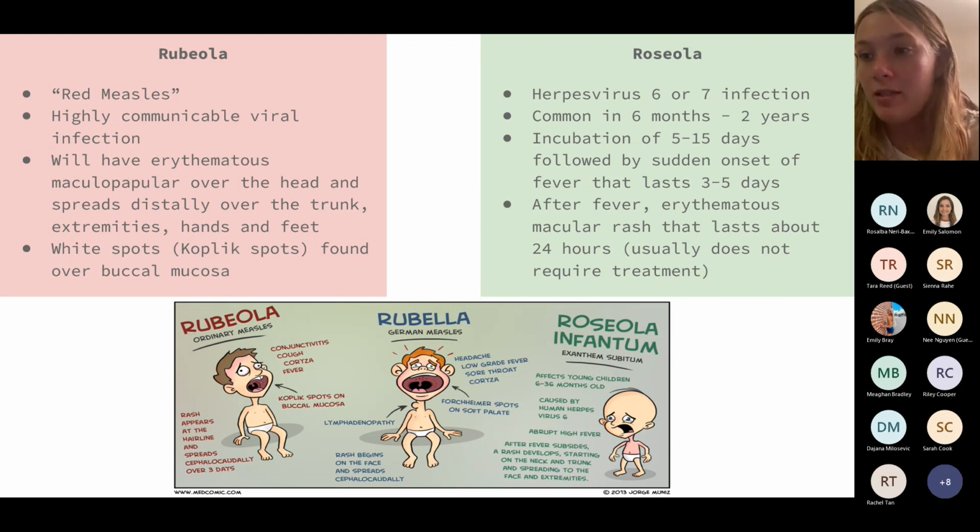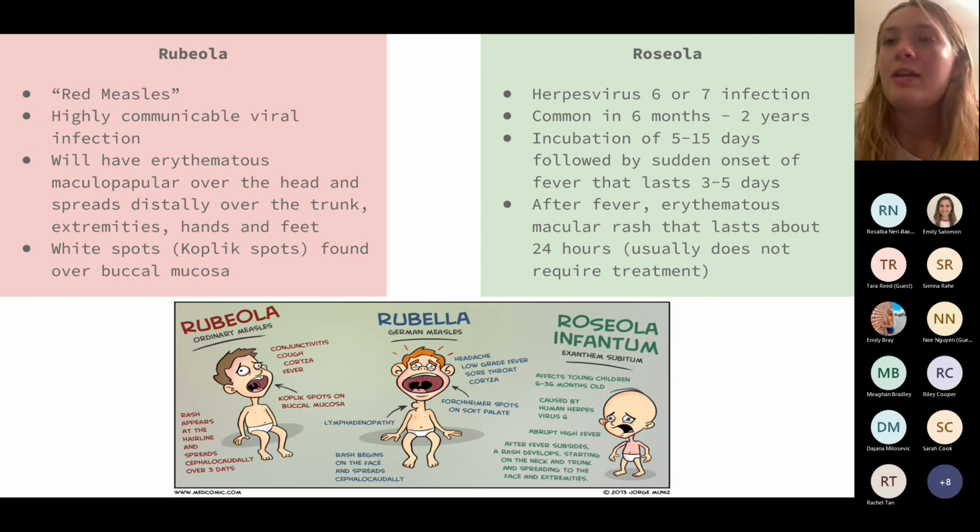So if a pediatric patient comes into the ER, a parent brings in their kid and they have a really big rash all over their body, and you see white spots in their mouth, I want you guys to think of rubeola. When you think of the color ruby, think red. That's what this red maculopapular rash is going to be.